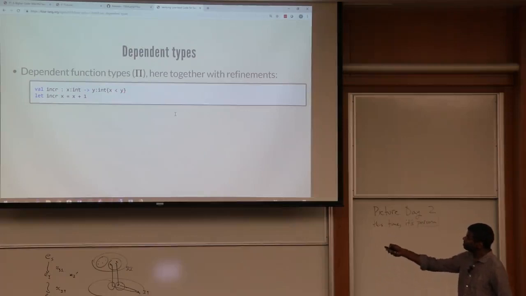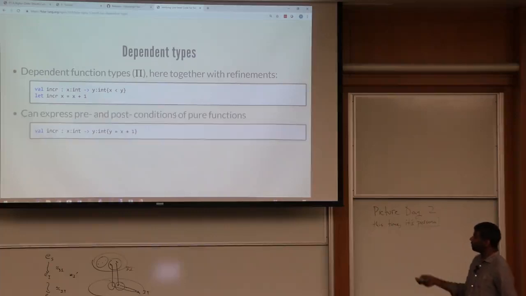And this is the increment function. And here's one type for increment. It says increment takes an integer x, it returns an integer y such that x is less than y. Okay, but there's many types for increment. Here's another one. This is maybe the most precise type you can expect. It says increment takes an integer x, returns an integer y, where y is exactly x plus 1. That's the full specification of increment.